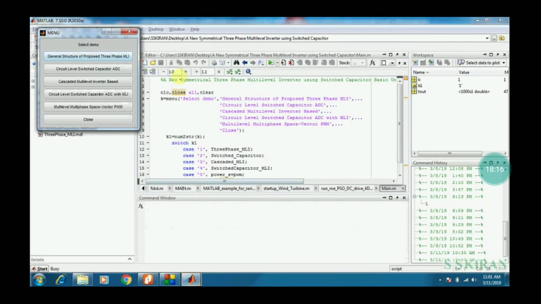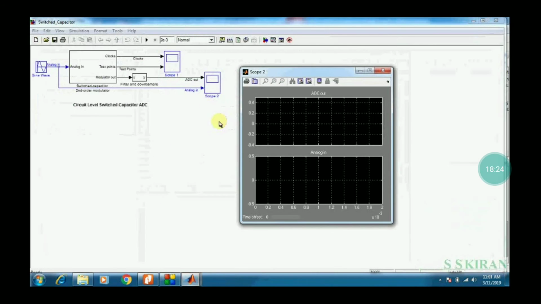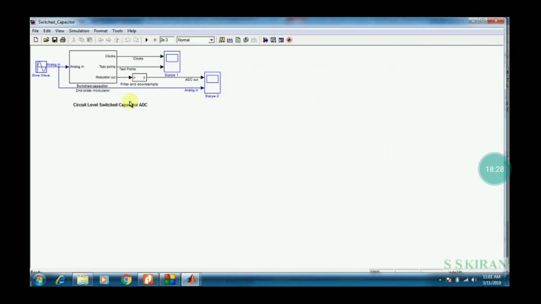Now again you have to simulate one more, that is called switched capacitor. There is analog to digital. This is only circuit level switched capacitor. Whatever analog input we get, we can observe the digital output, analog to digital converter. So just click on the run simulation button. Based on the base paper we get some results.